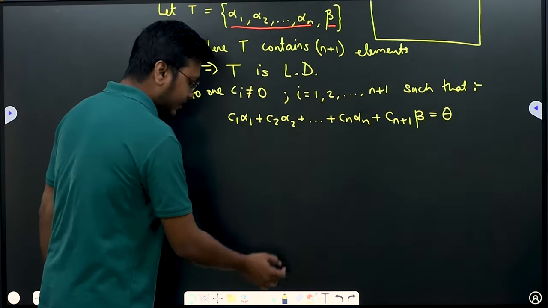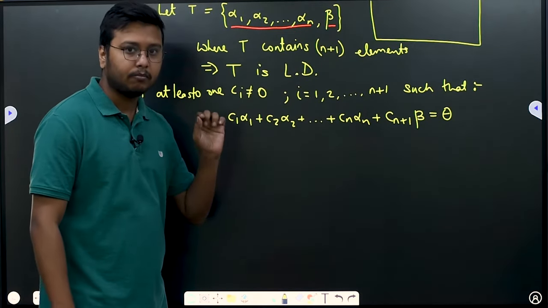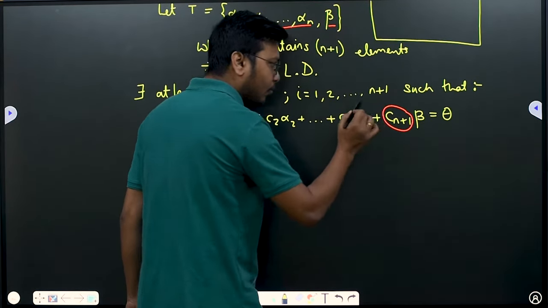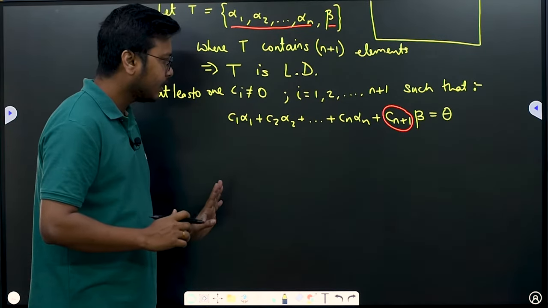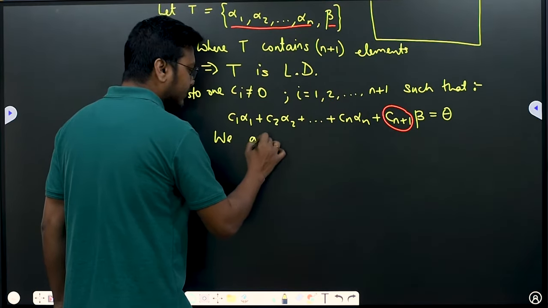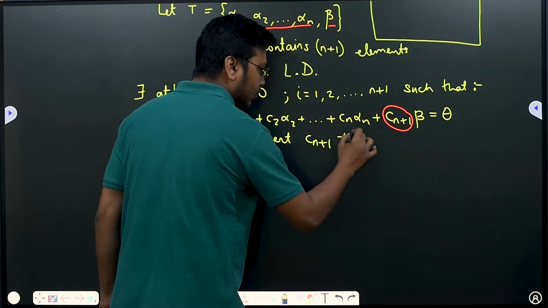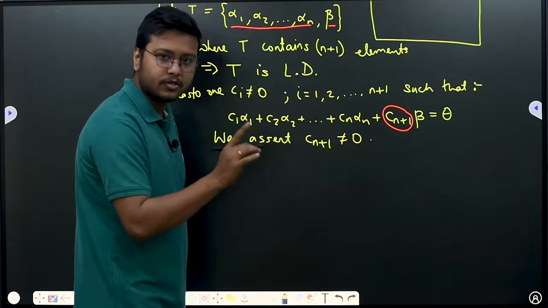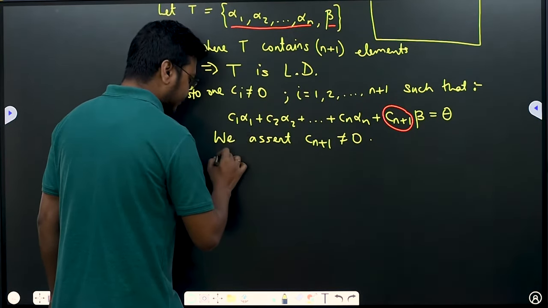Now here we know that at least one of the constants is non-zero, but I am asserting that specifically Cn plus 1 is non-zero. Now why am I asserting this? I'll prove that. So we assert Cn plus 1 is not equal to 0. Now what would happen if Cn plus 1 equals 0? A problem would have happened. Let's see what the problem would be.